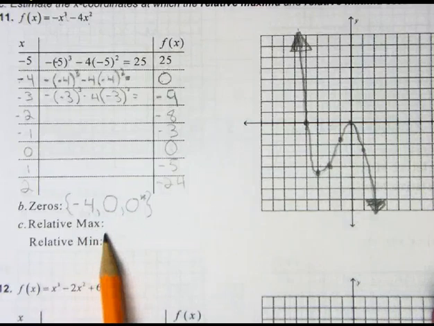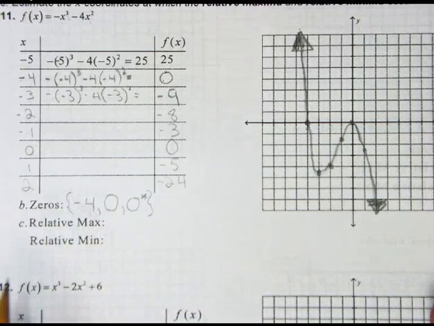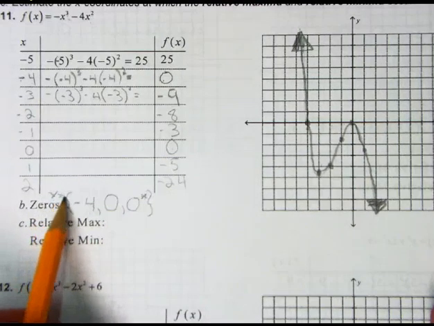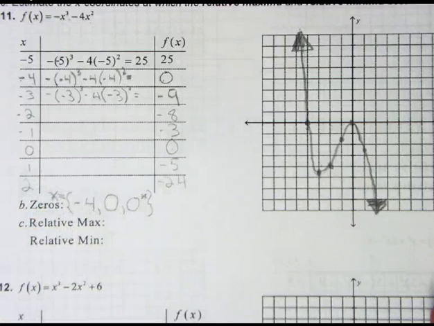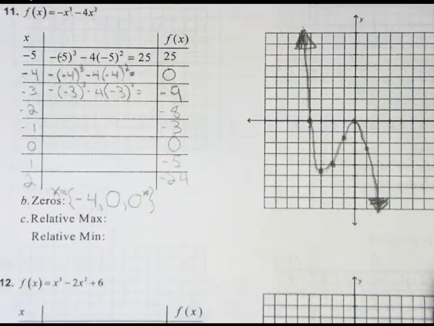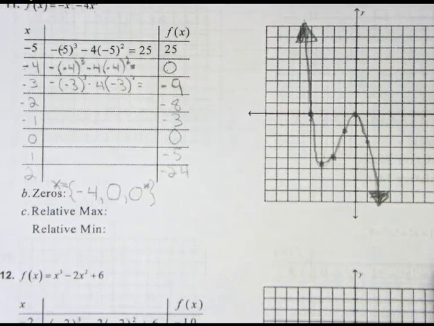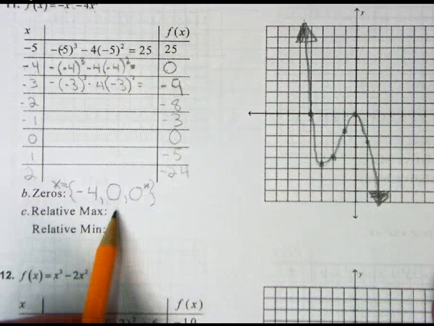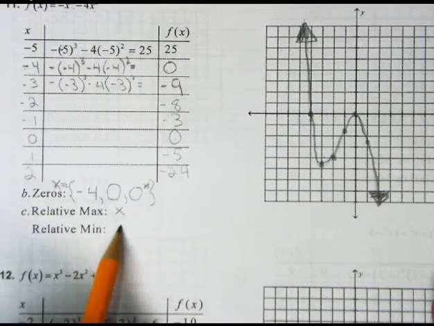Now, so again, we're looking at the x's. These are x values. That's important to note that these are x values. Just like we did with quadratics, these are all x values. Same thing with the relative max and relative min. We're only going to report the x values.